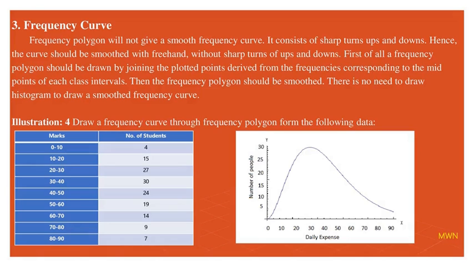Then the frequency curve. In this frequency curve, there is no histogram. Directly, the curve can be drawn. That is marks and number of students. It is having a somewhat normal distribution curve because in the central value, the highest number of frequencies is recorded.